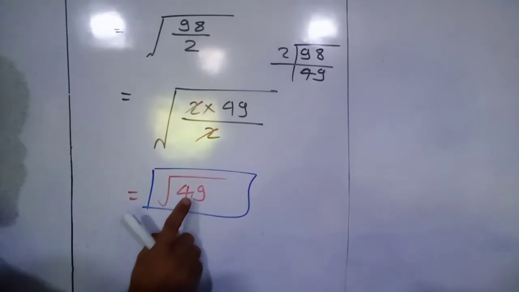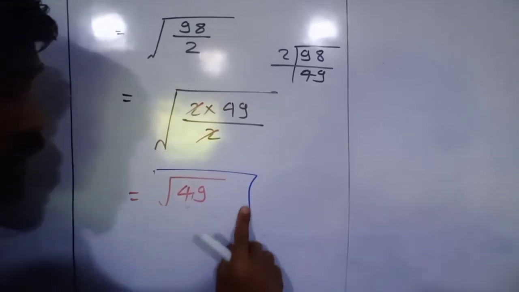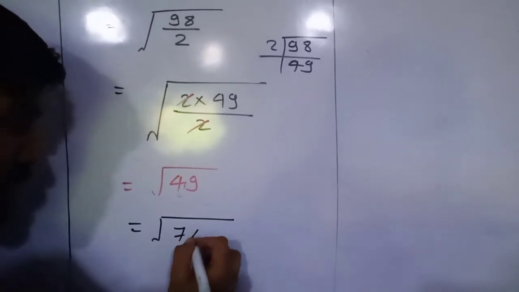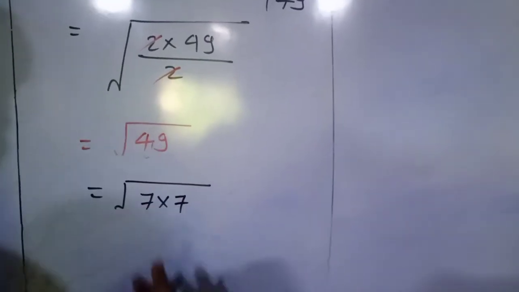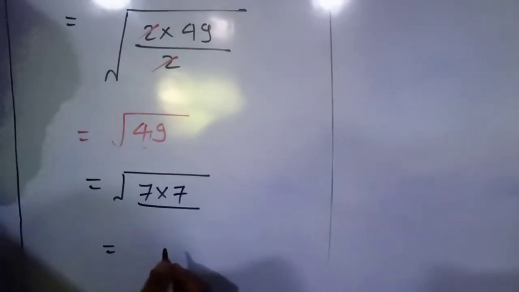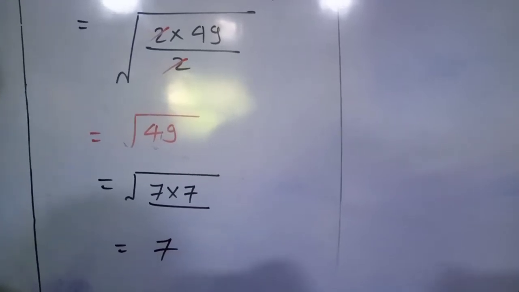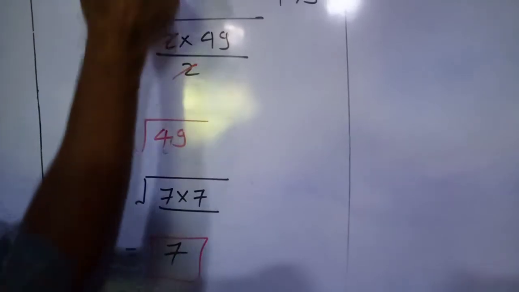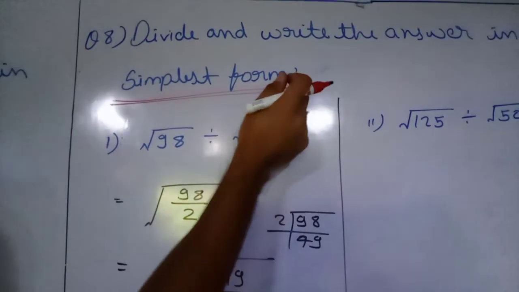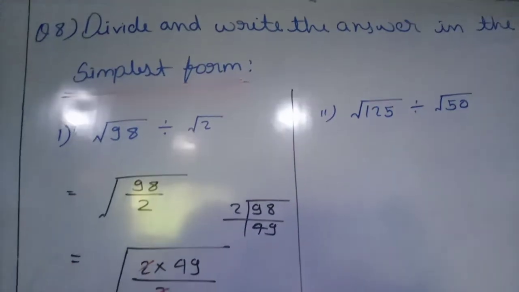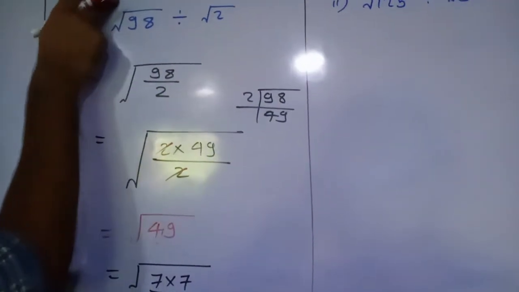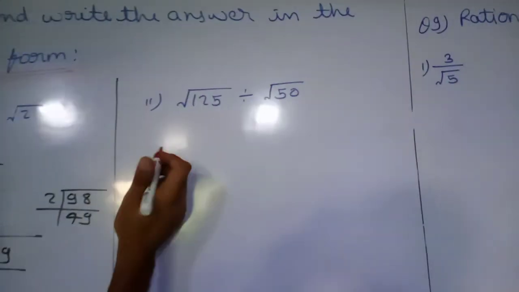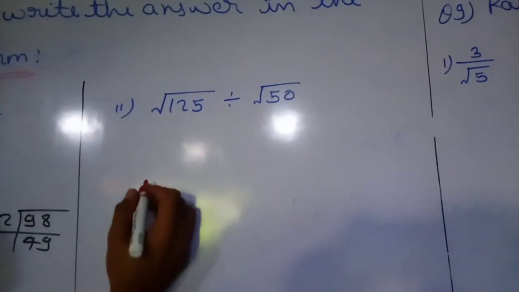But you can see here we have the 49. Can we take this 49 out? Yes. Why not? We can write 7 into 7. The order is 2, so we have to make the pair of 2. So we can write this in the form of this. Why is this not a correct answer? Because we have the question, write the answer in the simplest form. This is also the right answer, but we are going to write according to the instruction, simplest form, that is the 7.